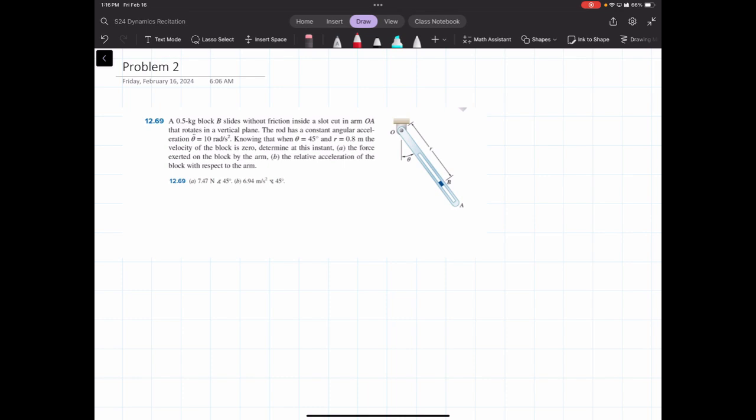Okay, so for this one, we have a block that's inside an arm with a slot, and the arm is held on a pivot. It can pivot around a point, and then the block can slide without friction through the slot. So we're given already that the rod has a constant angular acceleration.